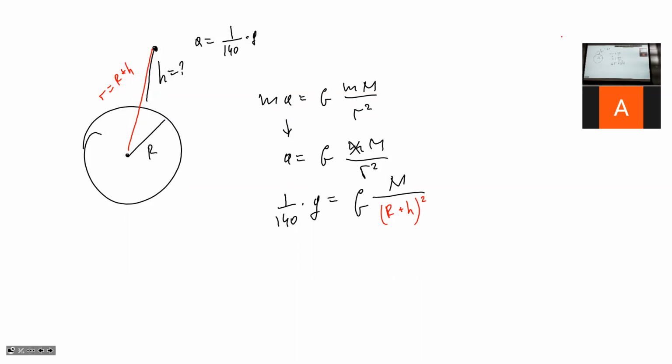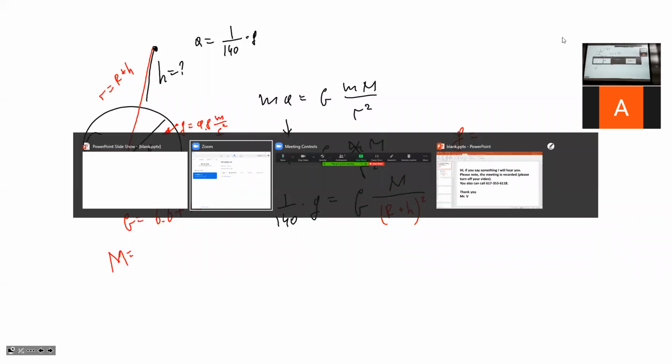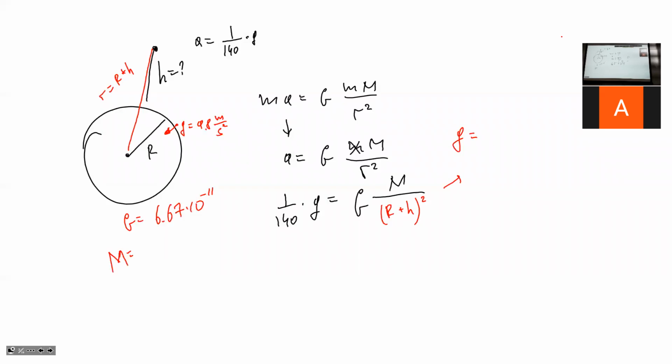You have two options now. Because you know g represents the acceleration on the surface, you know this number. Now the mass of the Earth, here you need to be careful. I have it as 6 times 10 to the 24th, but I don't know if that's correct. You have to check.